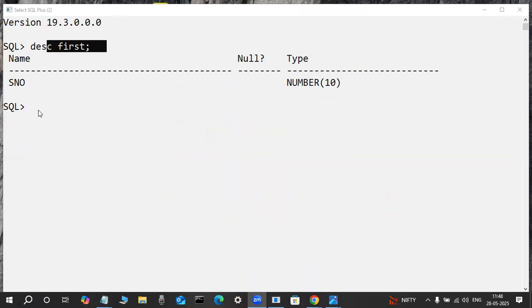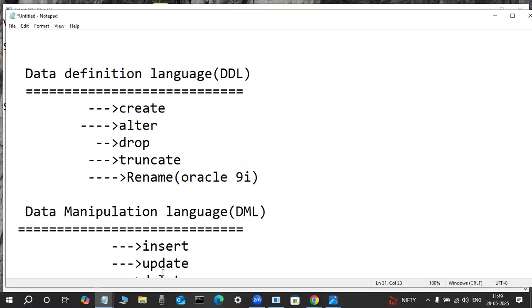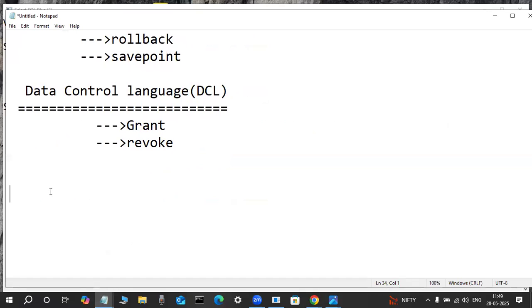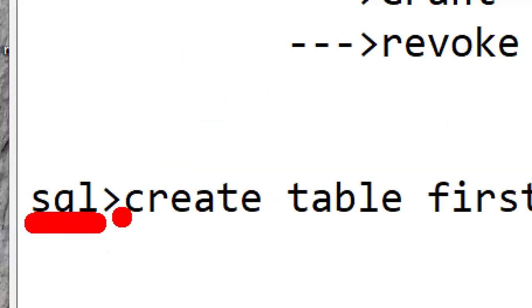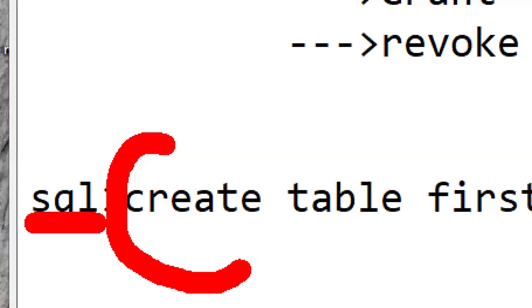What is the rule? Are you observing or not? Whenever I am creating a table, how am I creating the table? Observe here. Create table, table name. Here, S number like this only. I am creating it. Tomorrow onwards you are also creating, don't worry. Now observe here. Whenever I am creating this table, along with the SQL prompt, the first command, the create command, is there.